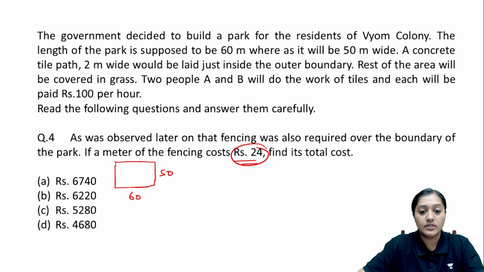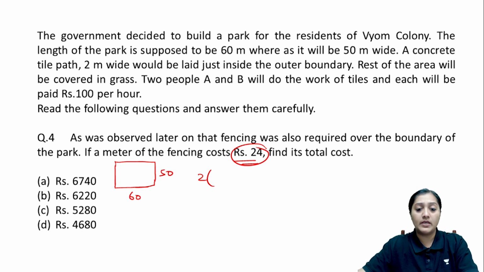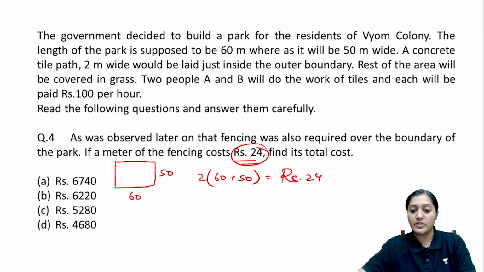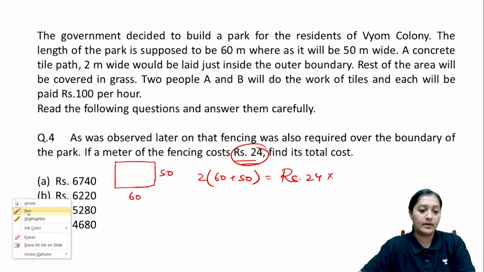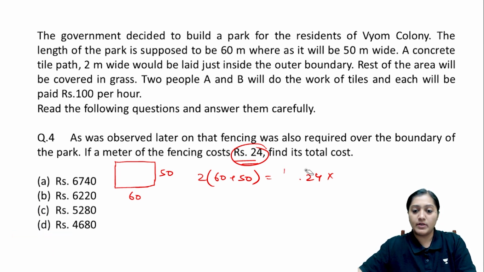So that was twice L into B, and that's going to be 60 and 50. Here we get around 110, and 110 would be multiplied by 2. That's going to give me 220. And I'm going to multiply only with rupees 24. Let me write the answer, then I'll multiply it in the end with 24.